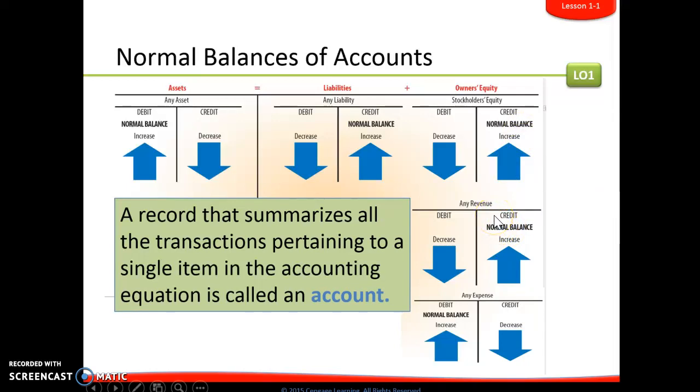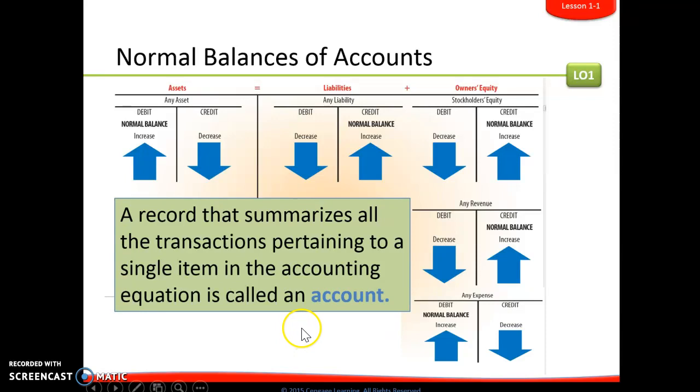Revenue makes our owner's equity increase, so that means that it's also going to be an increase on the right. Okay? Now, expenses is where it's going to change. Yes, expenses are on the right side of the equation, however, if you remember back to accounting 1, an expense decreases owner's equity. So since it decreases owner's equity, we're going to flip the increase and decrease side. So it's going to increase with a debit and decrease with a credit.